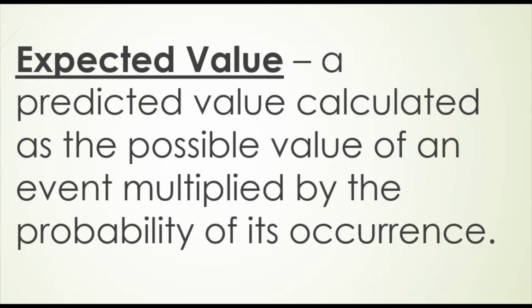All right, first let's define expected value. Expected value is a predicted value calculated as the possible value of an event multiplied by the probability of its occurrence. Usually, when we talk about expected value, we're talking about a bunch of different events and multiplying each of their values times the probability that that event is going to occur. We add up all of those values and come up with some expected value that helps us to make a decision about whether to go forward with a decision.